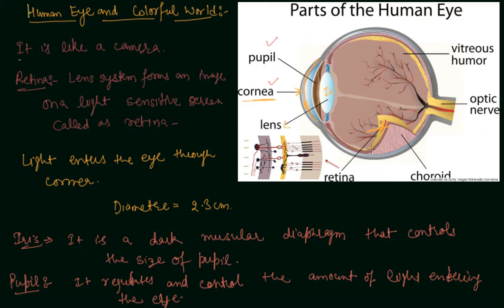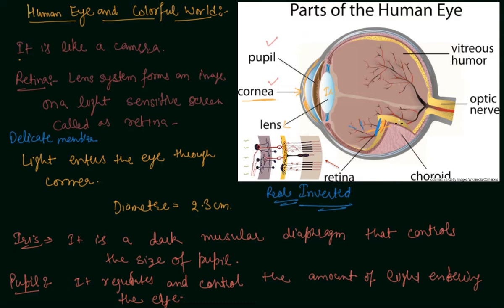Now, the eye lens forms an inverted real image of the object on the retina. So what type of image is formed? It is an inverted image, students. Kindly keep in mind that the image is a real inverted image. The retina is a delicate membrane, as we have discussed that the image is formed on the retina, having an enormous number of light sensitive cells. These are the cells of the retina.